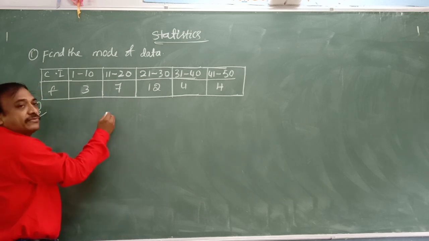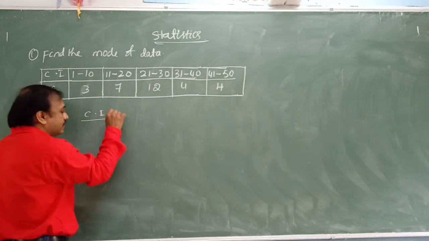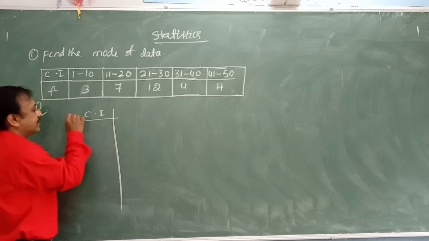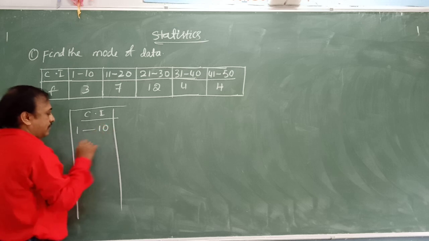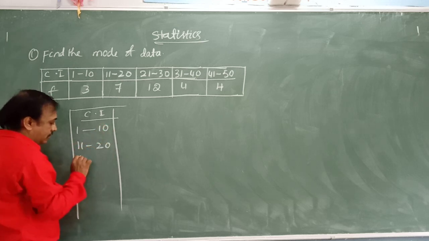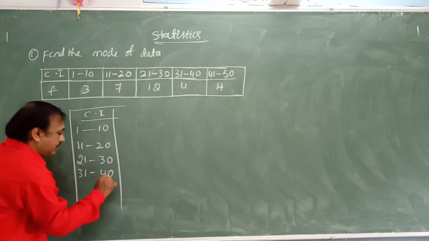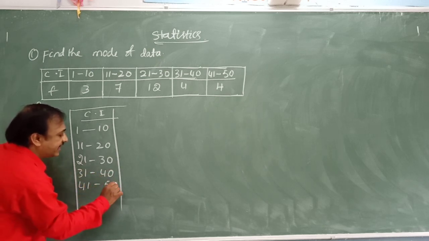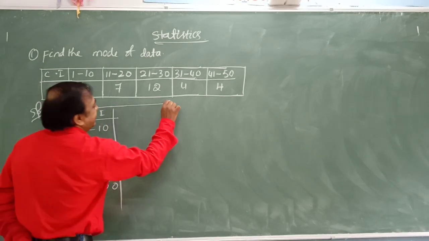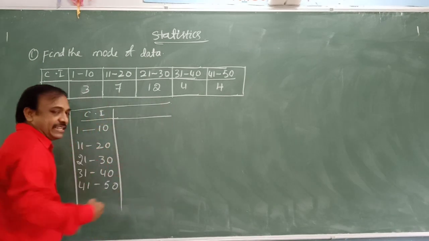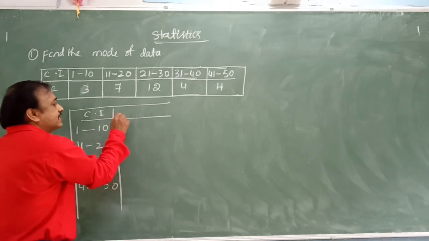Here first we write the class intervals which are given. Class intervals: 1 to 10, 11 to 20, 21 to 30, 31 to 40, 41 to 50. These are the class intervals which are given. Now the frequency we will find in the next column, boundaries. We are going to find boundaries.